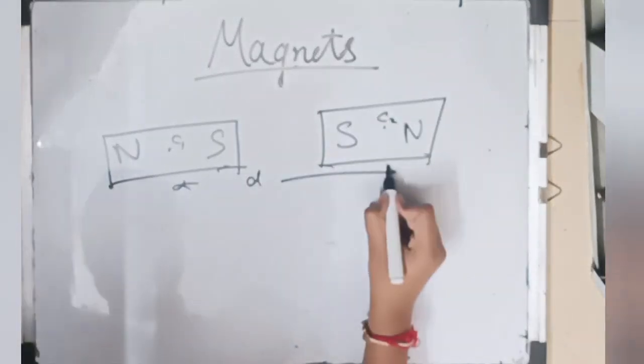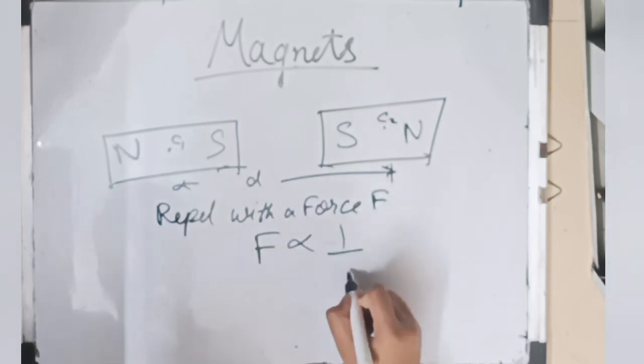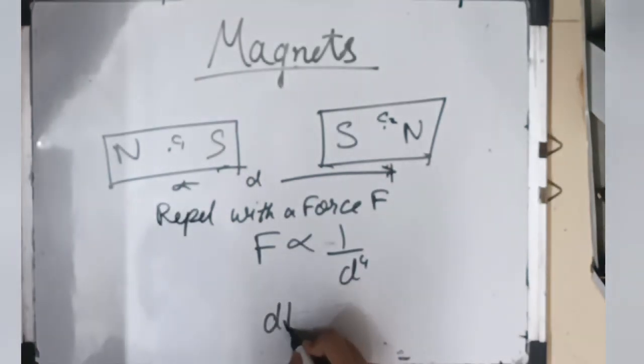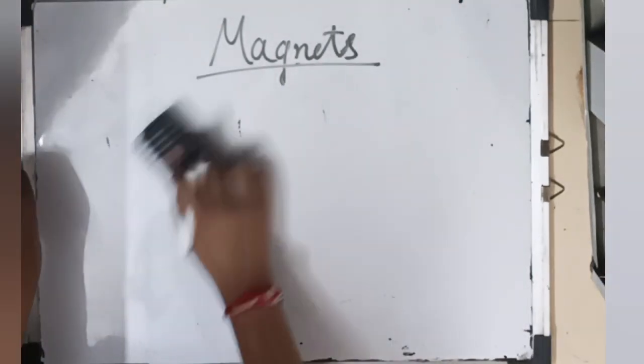If one magnet's center is C1 and the other is C2, and the distance between their centers is d, if they repel or attract with a force F, then F is inversely proportional to d raised to 4. This means if d decreases by a little, F increases by a lot.